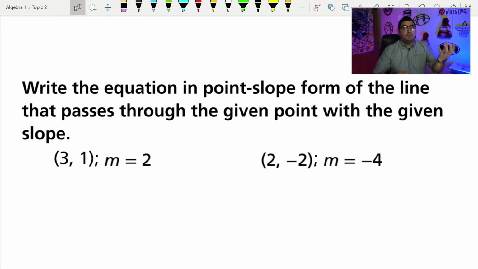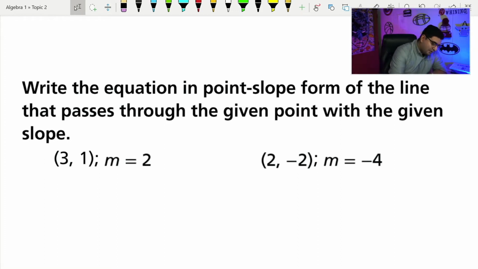So here we're given a point and we're given a slope. The nice thing about point-slope form is that you can use any point. Unlike slope-intercept form, where we need to have the slope and the y-intercept, that's a very specific point. In point-slope form, we can be given any point and any slope, and we can use it in point-slope form.